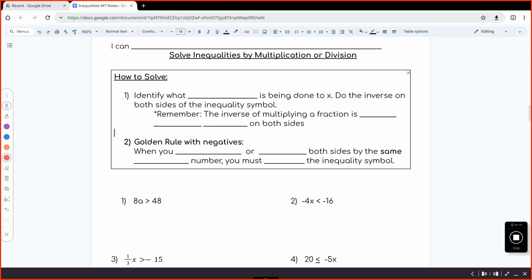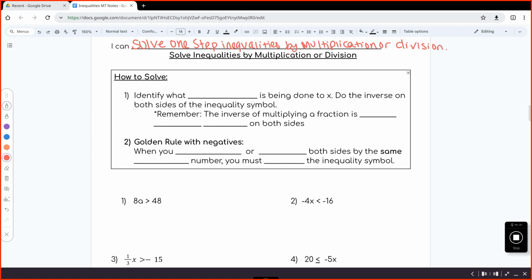Hi there, in this video we are going to solve inequalities by multiplication or division. More specifically, one-step inequalities by multiplication or division.